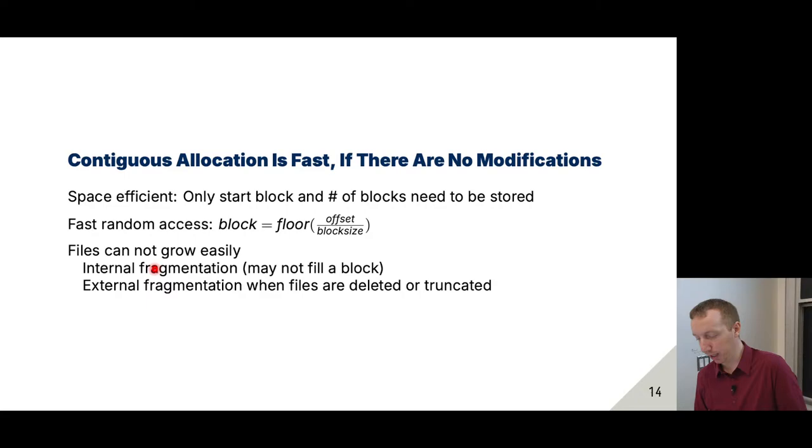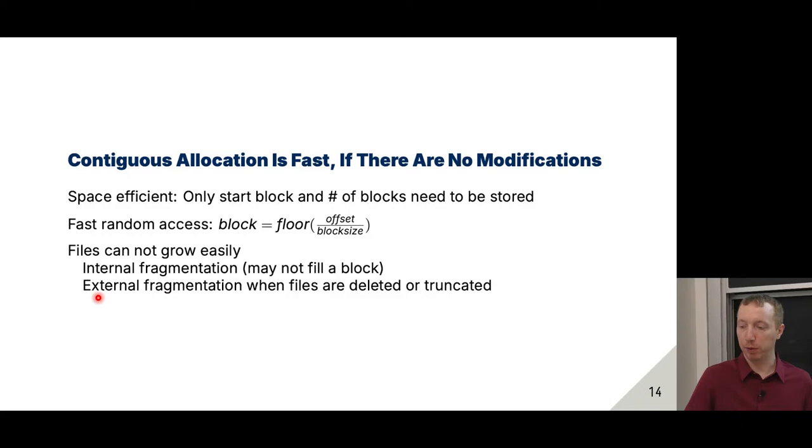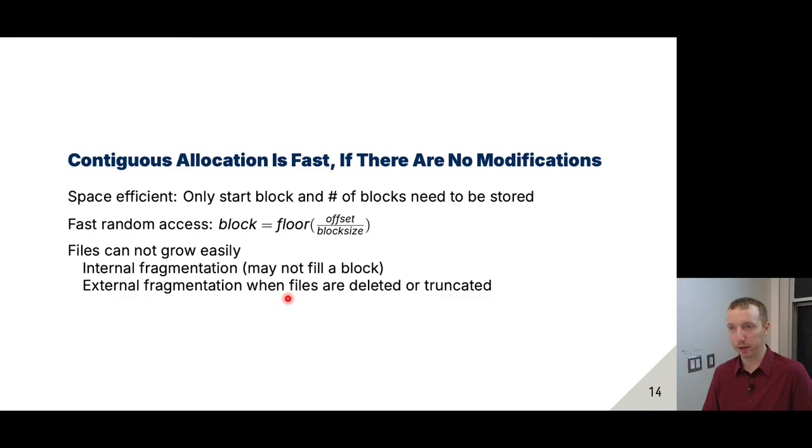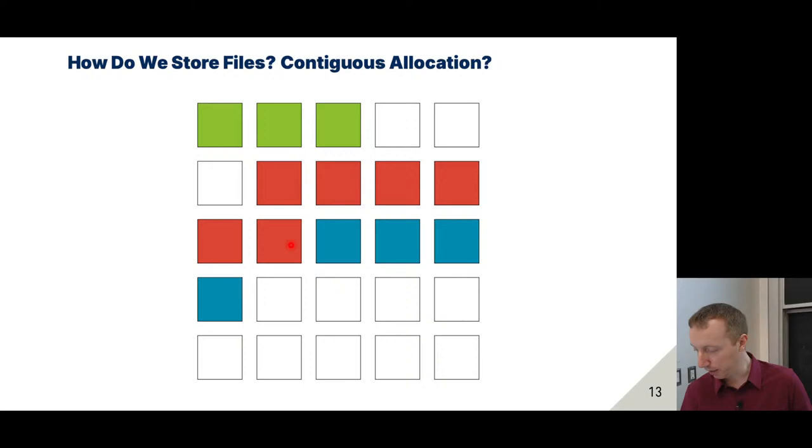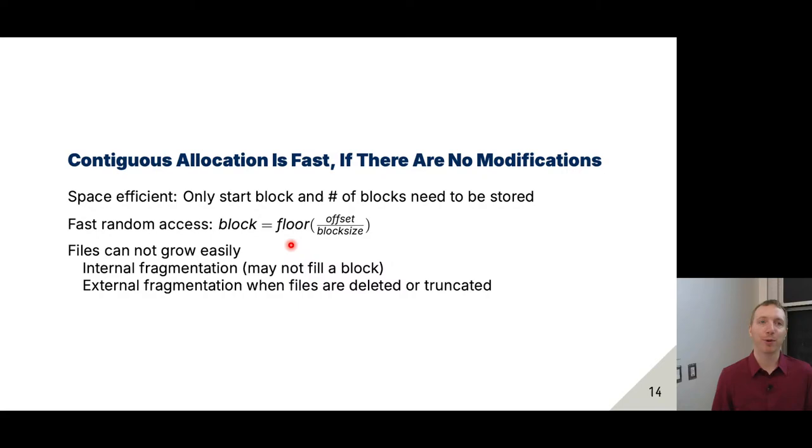External fragmentation is wasted space between the blocks, or essentially wasted blocks. We might have external fragmentation when blocks are deleted or truncated. Let's say I made the red file one block smaller, then there's a hole of one block in the middle of the red and the blue file. And if all my files are two blocks, I can never use that space ever again. So it's essentially wasted.